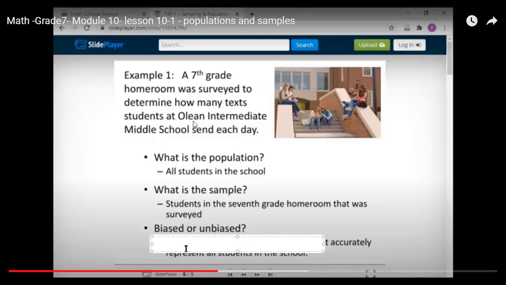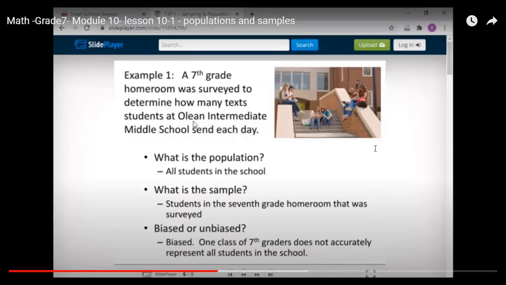So let's arrange what we said again. Number 1, what is the population in this question? All students in this school. What is the sample? The students in the 7th grade homeroom that was surveyed. And is it biased or unbiased? It will be biased, because one class of 7th grade does not accurately represent all the students in the school.